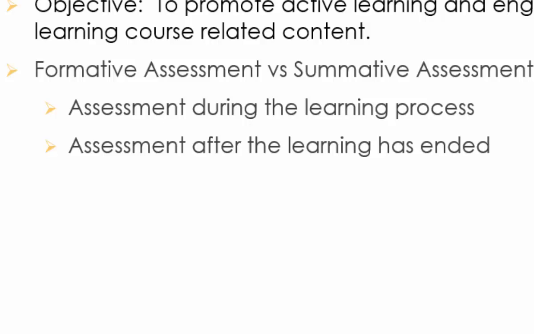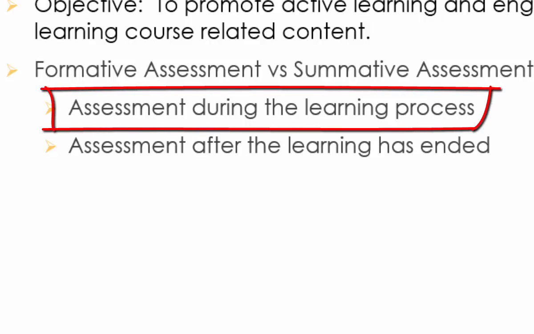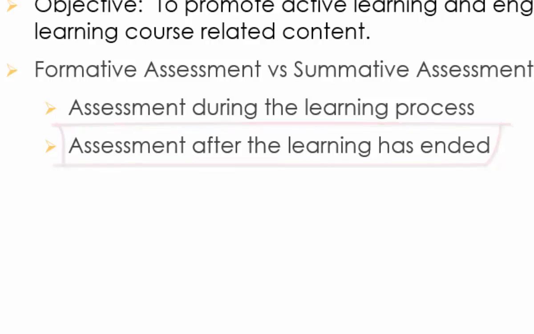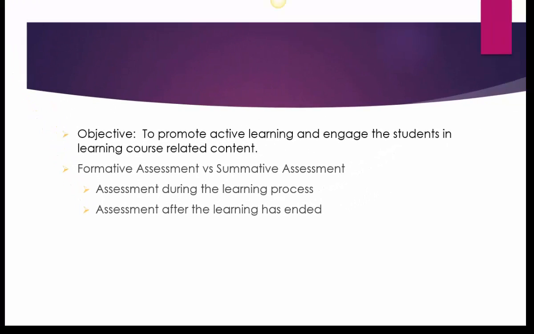When we're thinking about the teaching and learning process, there are two types of assessment: formative and summative assessment. Formative assessment, as a reminder, is assessment during the learning process. Summative assessment is the assessment that occurs after the learning has ended. Many of us are very familiar with summative assessment, as this is seen through exams, papers, presentations, and final grades. The Idea Spinner is really revolving around formative assessment.